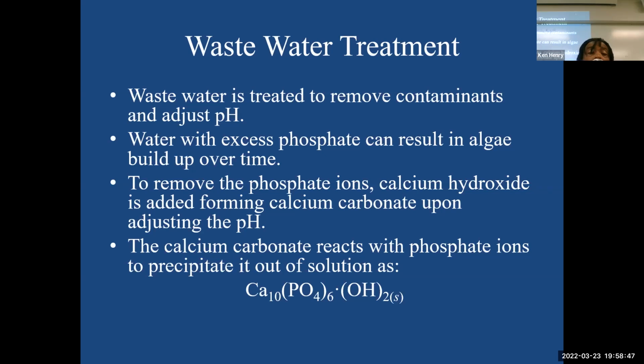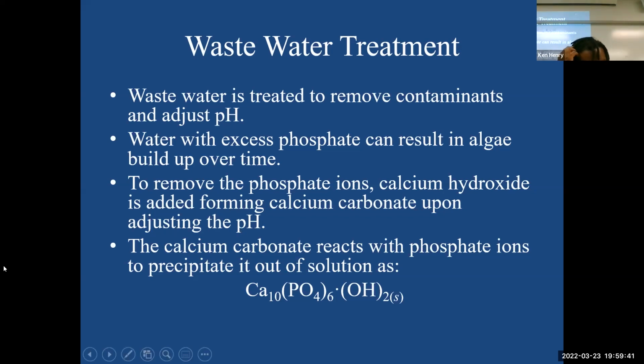Okay, in the case of wastewater treatment, we'll treat a lot of wastewater and then recycle it into various parts of our system, right? So it's going to remove contaminants. We want to adjust the pH. And then water with excess phosphate can result in algae buildup or growth of algae. And if we're not careful, we could get growth of certain bacteria as well under those circumstances. So we want to try to remove the phosphate ion. And so calcium hydroxide is going to be added to form calcium carbonate upon adjusting the pH.